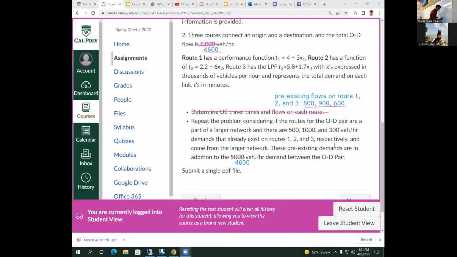To get those answers, you have to subtract from this, and you can call them x1 prime, x2 prime, and x3 prime. These prime values will represent what portion of 4600 goes to which route. So x1 prime will be 2.3 minus the existing, which is 0.8. x2 prime will be 1.5 minus 0.9, and x3 prime will be 3.1 minus 0.6. Then you could get the answer that way.